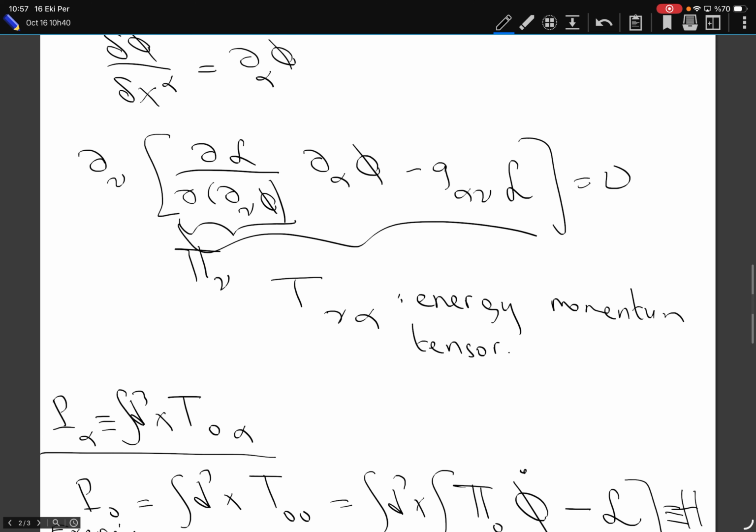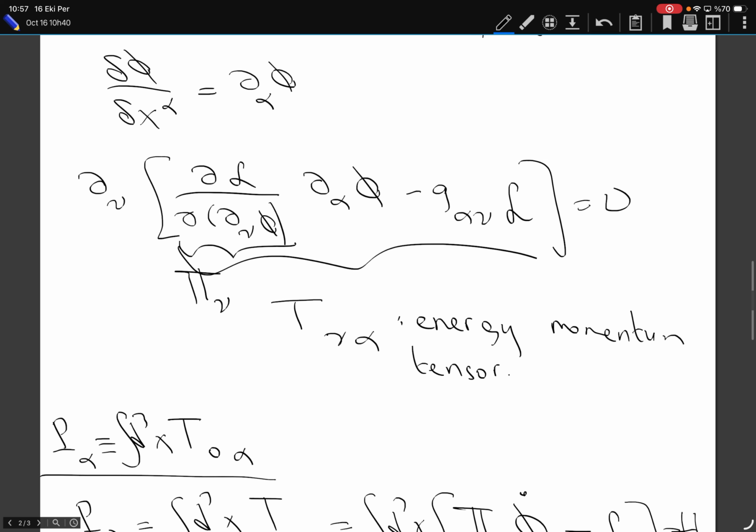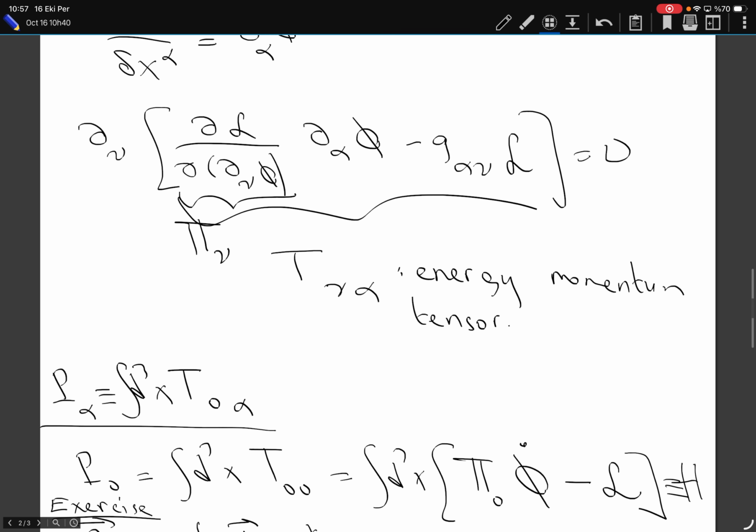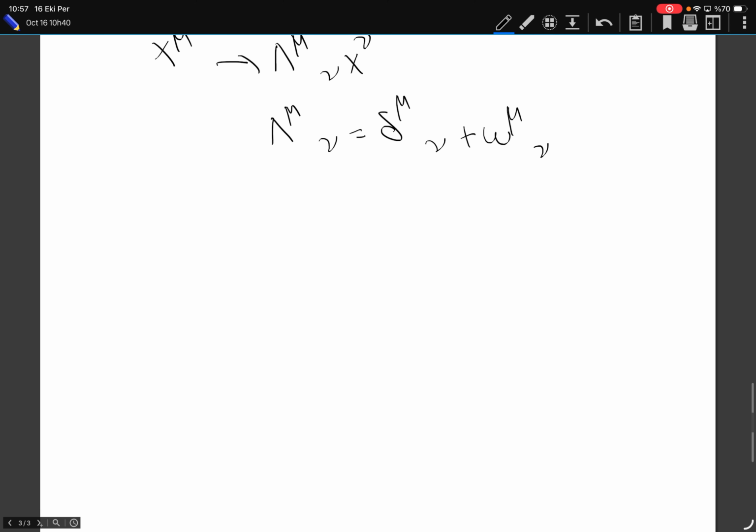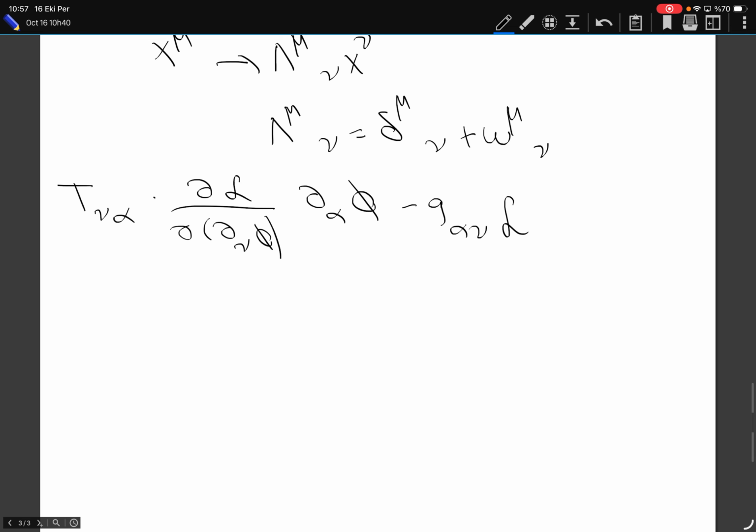Now let's go back to the energy momentum tensor. This is what we define. For example, let's just look at the real scalar field.